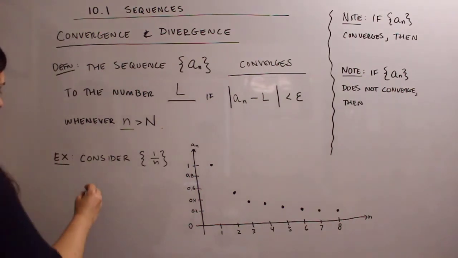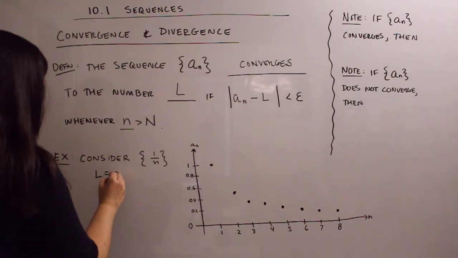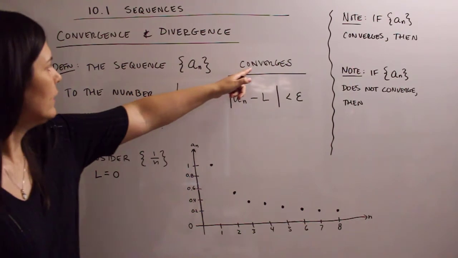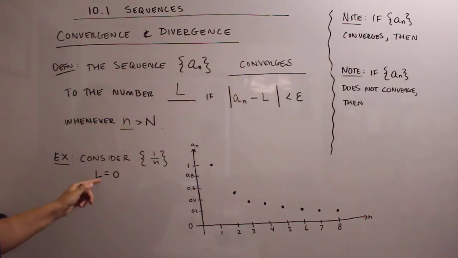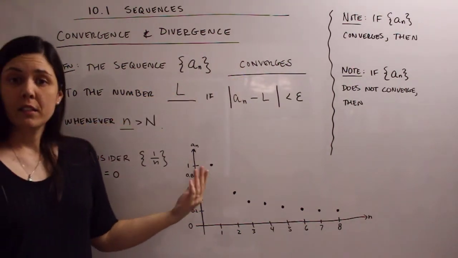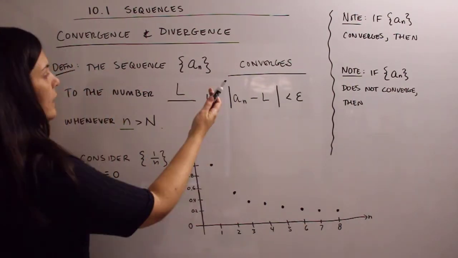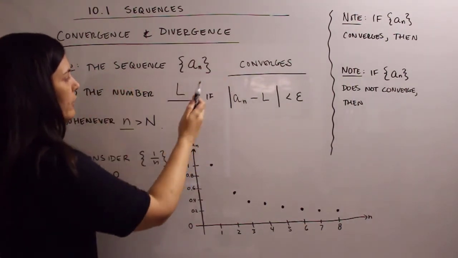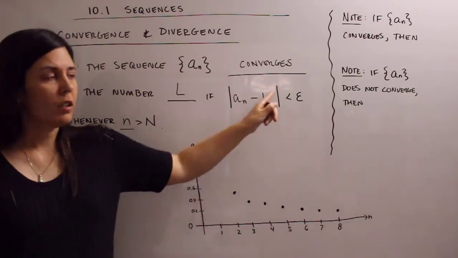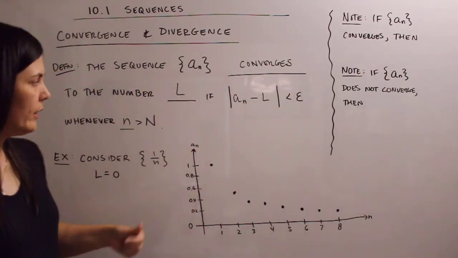So we think in this case that L is 0. This is the number that our sequence converges to. So let's prove that it in fact does do that. According to this definition, our sequence converges to this number if this inequality here is true. So let's fill it in.